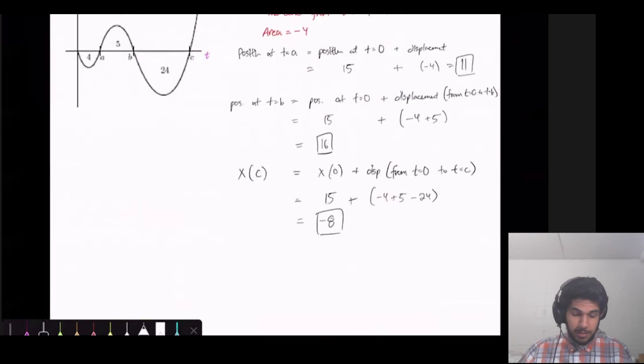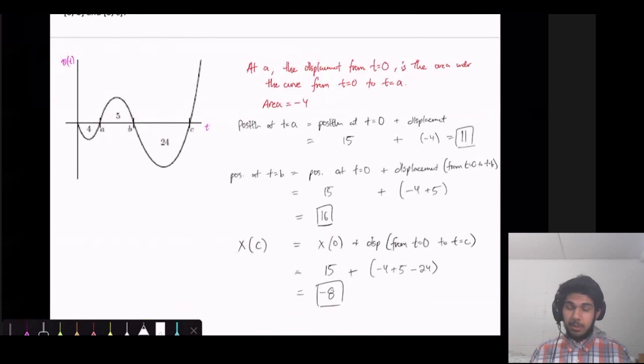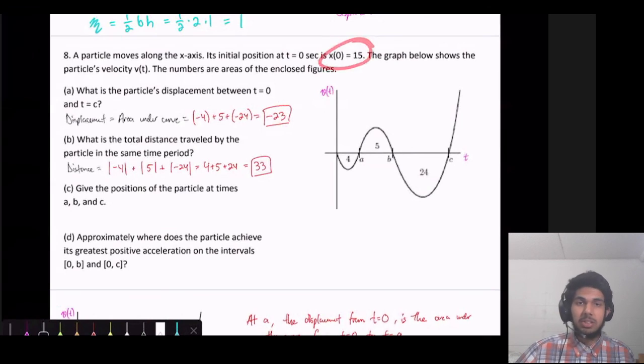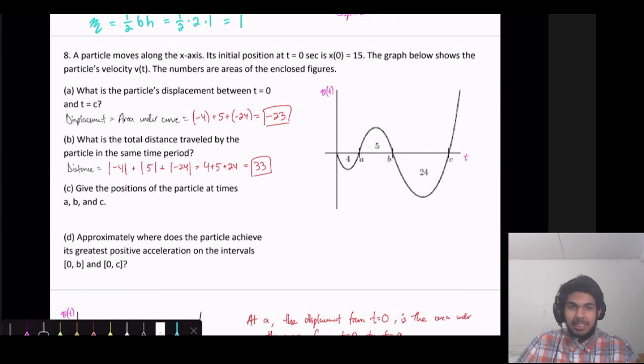So just like that, we've computed the position of the particle. And notice how we needed this initial condition, where it started out. And that makes sense, because if we didn't know where it started out, well then how would we be able to tell where it is at other points in time? So yeah, initial condition needed.